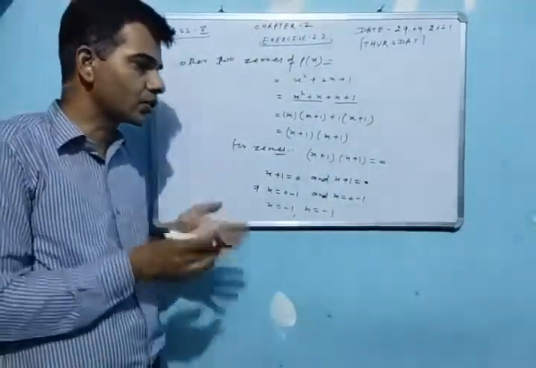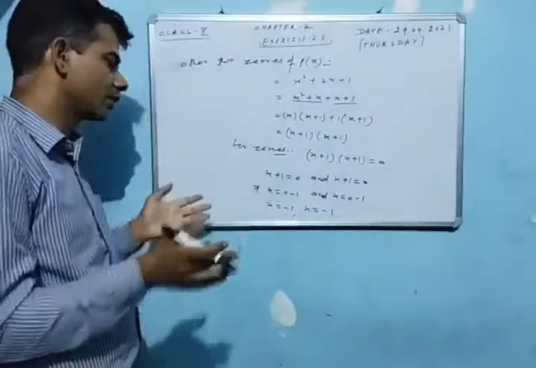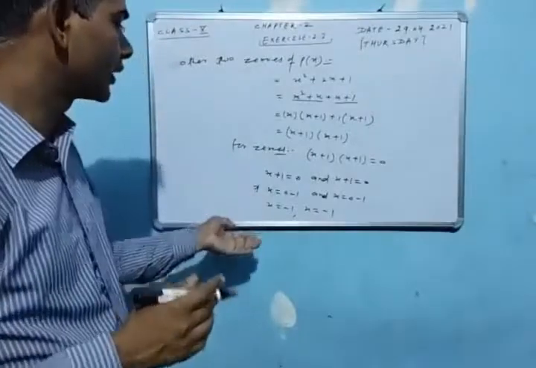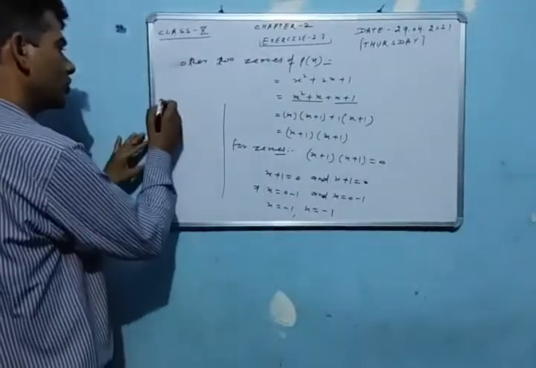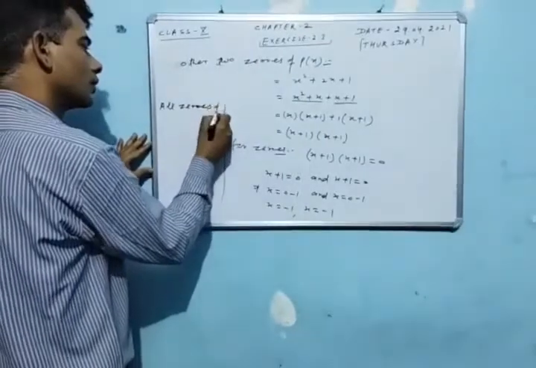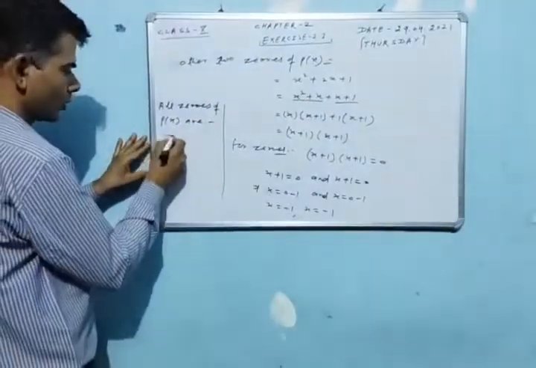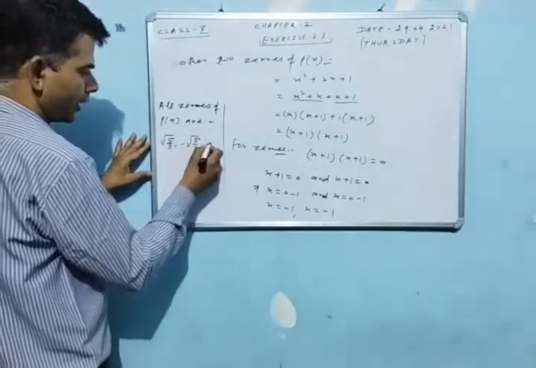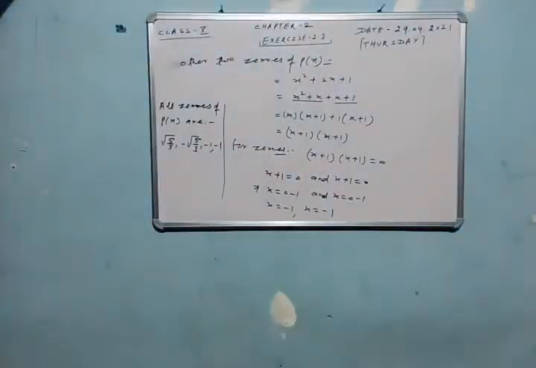So all the zeros of p of x, a bi-quadratic polynomial, there will be four zeros. First is root 5 by 3, second is minus root 5 by 3, third is minus 1 and fourth is also minus 1. So student, note it down. All zeros of p of x are root 5 by 3, minus root 5 by 3, minus 1 and minus 1. Student, please note it down.